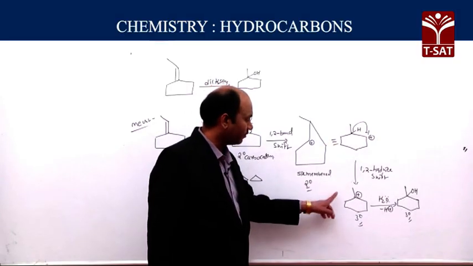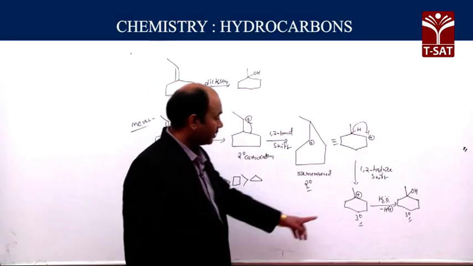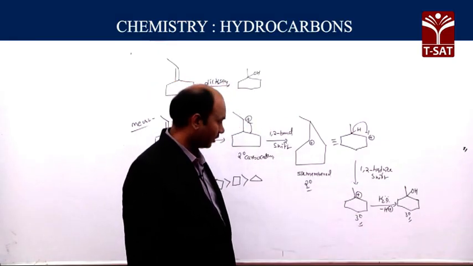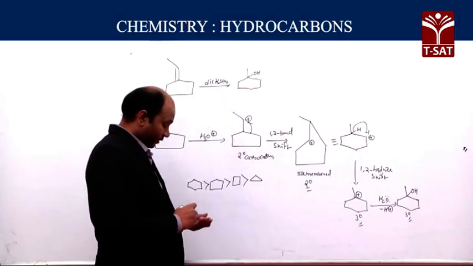In the 1,2 hydride shift, what happens? The secondary carbocation is converted into a tertiary carbocation. After the tertiary carbocation, then addition of H2O and loss of H+, we get a tertiary alcohol. This is a more stable alcohol. Here in this one, what is happening?